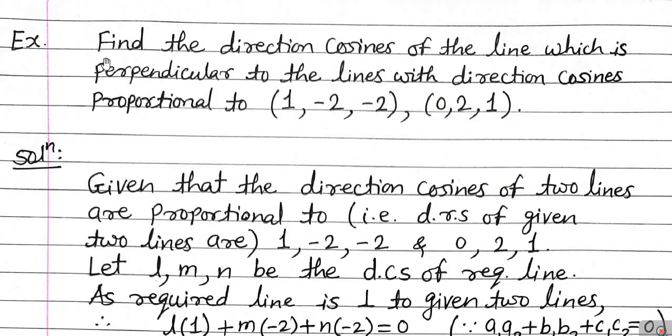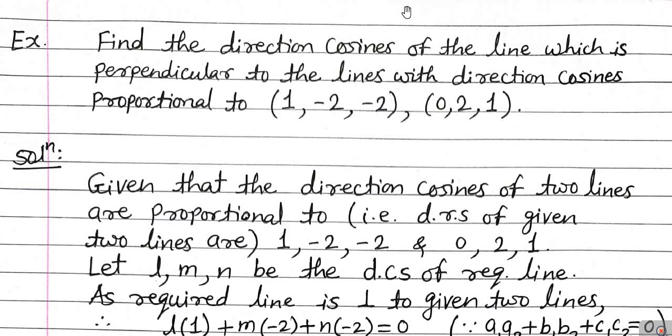Now next, the second example is: find the direction cosines of the line which is perpendicular to the lines with direction cosines proportional to 1, minus 2, minus 2 and 0, 2, 1. What is given and what is asked in this example? See carefully. Here the direction cosines of two lines are given as proportional to 1, minus 2, minus 2 and 0, 2, 1, which means that the direction ratios of the first line are 1, minus 2, minus 2, and that of the second line are 0, 2, 1.